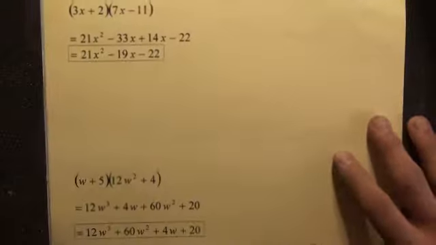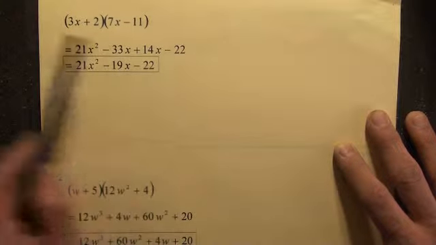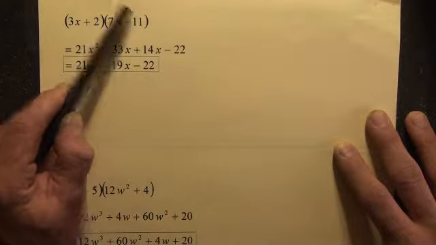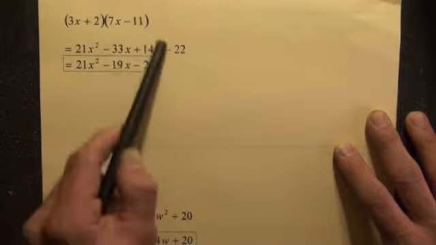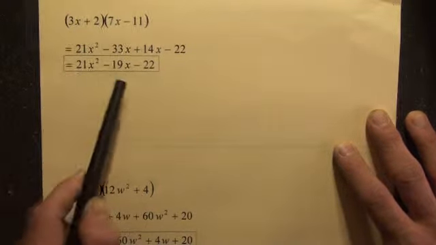All right, next one, multiplying two binomials. What we're going to do is distribute the 2. That'll give you 14x and 22. Then distribute the 3x, 21x squared, 33x. Right here, middle terms, add those two terms together. You'll get negative 19. Bring the 22 down, bring the 21.